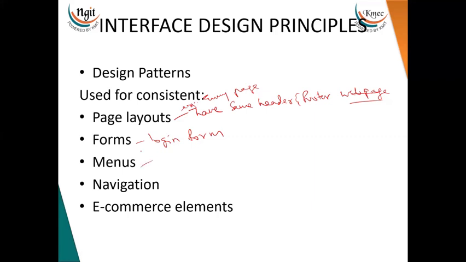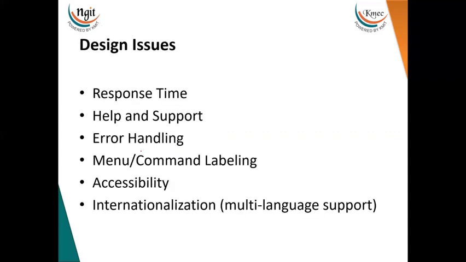Then navigation. Let us say in the college website some unit one notes are uploaded. We go to home, then class notes, and in that we click on unit one. All these would be in our online class portal. Then e-commerce elements, like the product cards on Amazon or Flipkart, which show the image, name, price, add to cart button, and all those things. These are under design patterns.